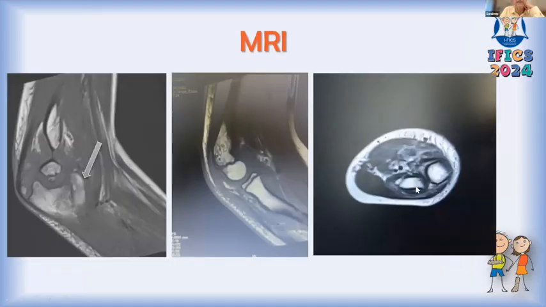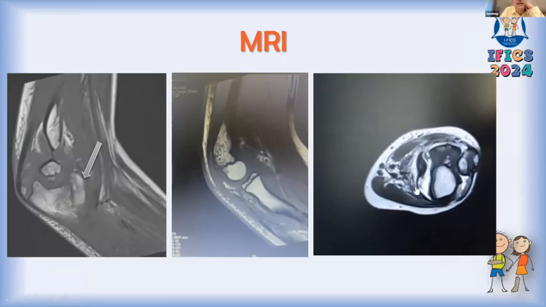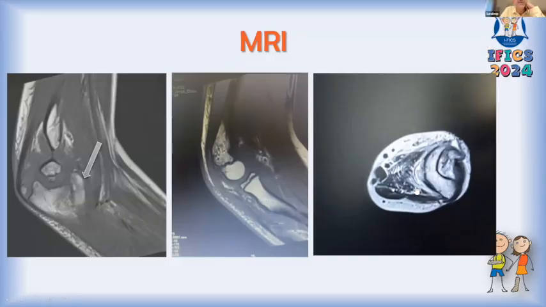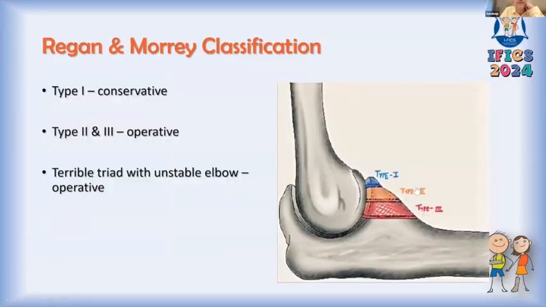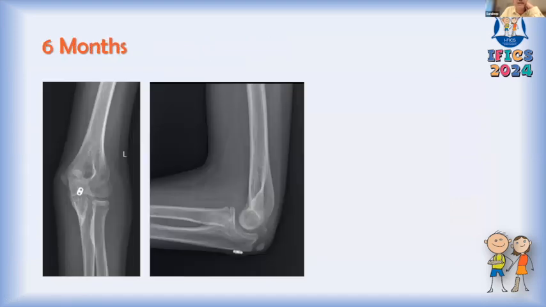And again, it's important to know that coronoid fractures also can happen in children, and advanced imaging in the form of a CT scan or an MRI scan will confirm the diagnosis for you, and you need to appropriately treat them with pull-out sutures. Like in an adult, the elbow will become unstable if you don't do that. And this is an example where an open reduction with a pull-through stitch over an endobutton was done.